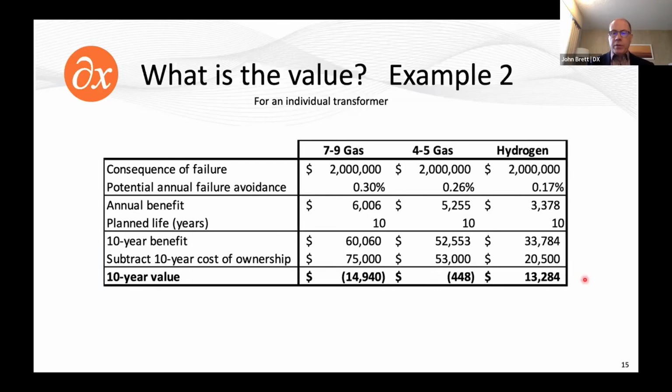Example 2, I'm purposely picking the break-even points. So this is a consequence of failure of $2 million. Did all the same calculations running down. You can follow the numbers, and here we're just approaching the break-even point for the 4 to 5 gas monitor. And you can see, okay, now we're getting some material value of a hydrogen monitor. So here I would very much still just deploy a hydrogen monitor in this case. And you're still out of the money on 7 to 9 gas monitors.